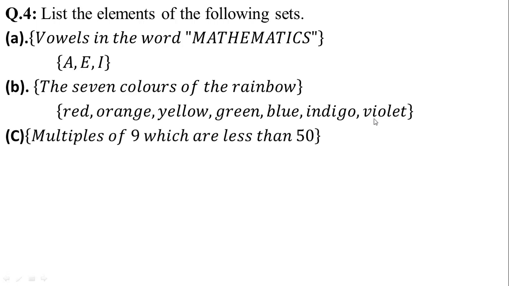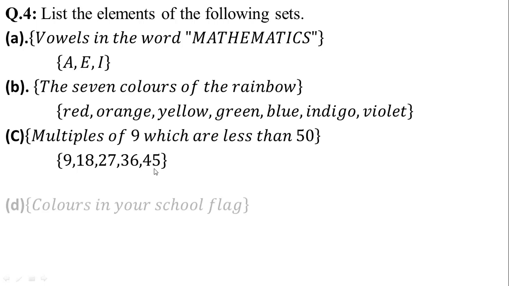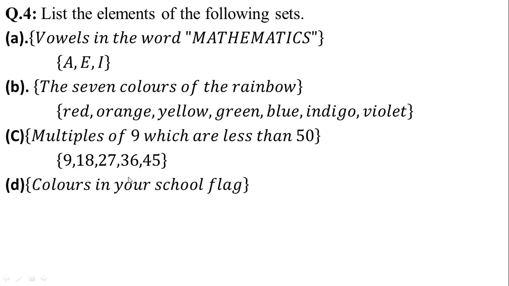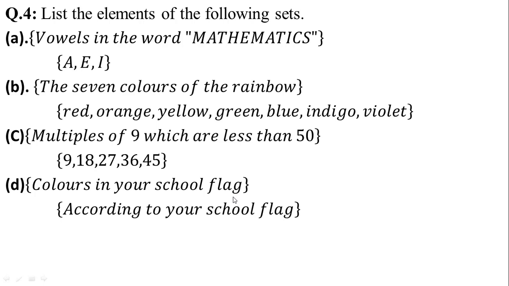In part c, multiples of 9 which are less than 50. So we write the multiples of 9. This means the table of 9 and less than 50. So we write the numbers 9, 18, 27, 36 and 45. In the next part, the last part, colors in your school flag. The answer is according to your school flag.